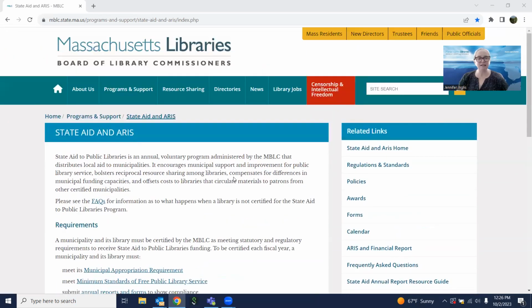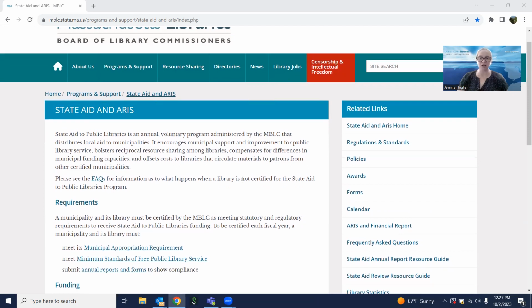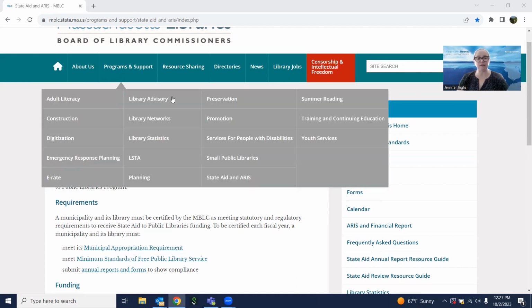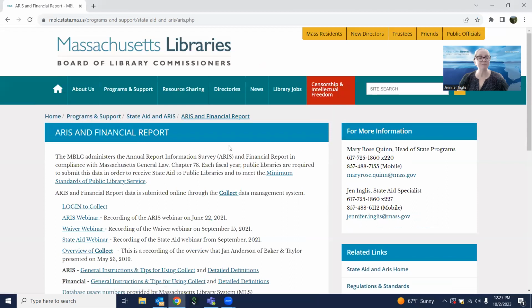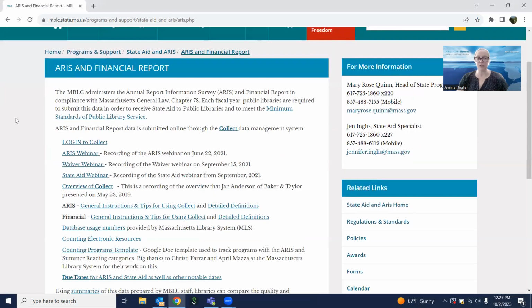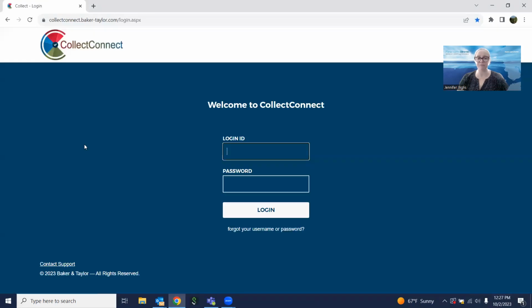So the login information for the Baker and Taylor Collect system, which is what we use to do the reporting, can be found on the State Aid and ERIS website. And if you go to the ERIS and Financial Report section, you can log into Collect here.